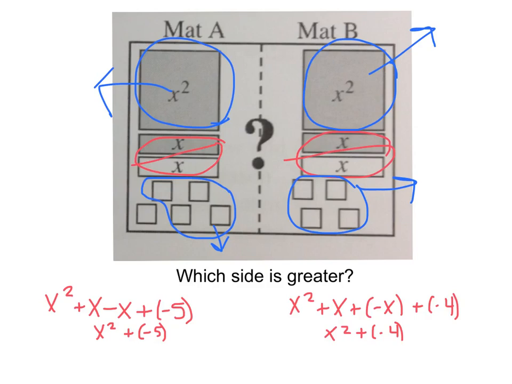And I see that what I'm left with on mat A is -1. And on mat B I have no tiles left, so I have 0. Well, now I can make a comparison. Since 0 is greater than -1, I can say that mat B is greater than mat A.